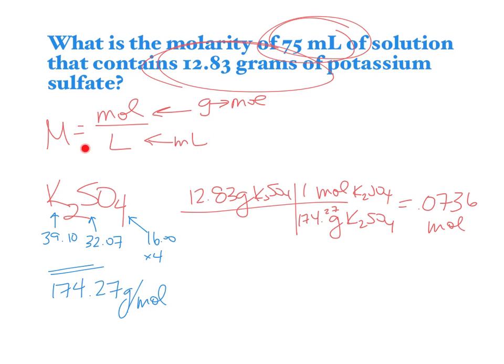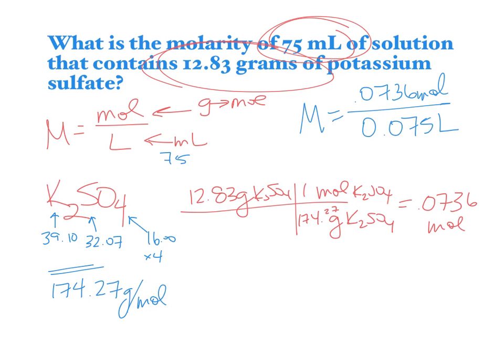The milliliters to liters is pretty easy. All I have to do is move the decimal place over 3 places. So now I can do this. 0.736 moles of K2SO4 in 0.075 liters. Have to convert it to liters. Again, it's 75 mils, so I move the decimal place over 1, 2, 3 spots. So that's my final setup.